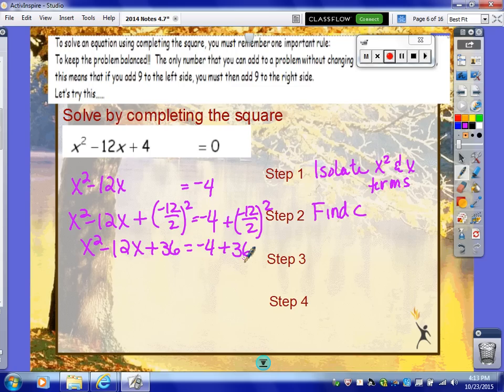All right. Step 3, we're going to factor that left side. So here again, remember this is going to give me my factor, the previous up here, so this is going to be x minus 6 squared is equal to 32.